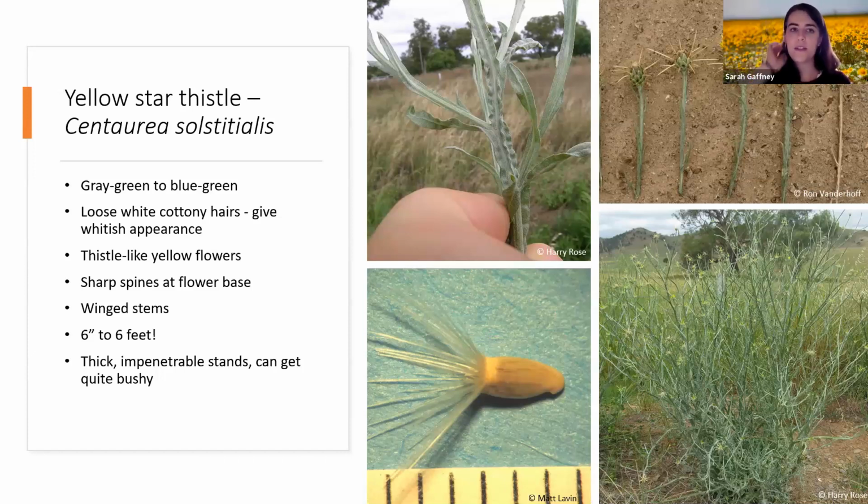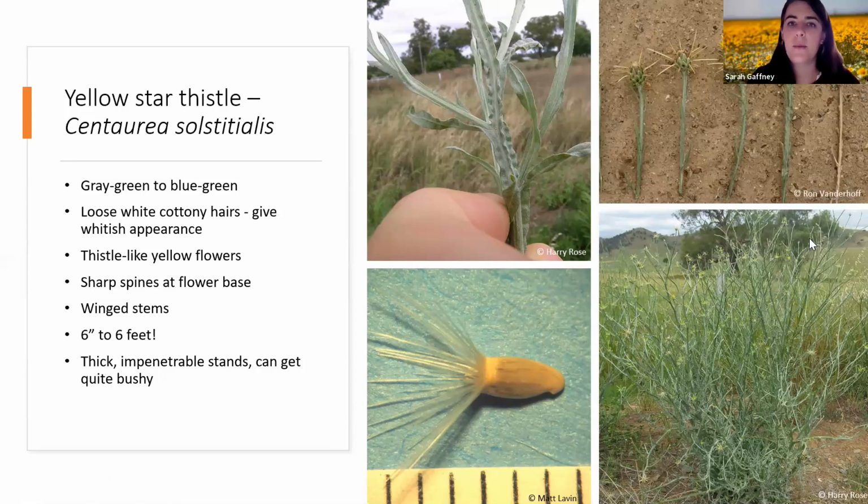So yellow star thistle is a gray-green to blue-green and also covered in these loose white cottony hairs that can give it kind of a whitish appearance. And I found that not many other species in California really have that hue of green. And so once you get that imprint in your mind of the color of yellow star thistle, then it's pretty easy to ID it from even a far distance. As you're driving along on the highway, you can start to be able to pick it apart from other plants. And so they do have those thistle-like yellow flowers with the sharp spines at the base. So that's very distinctive, hence the name yellow star thistle.